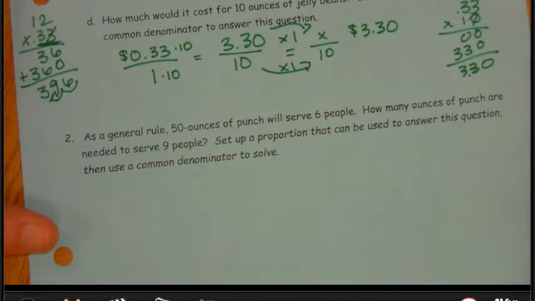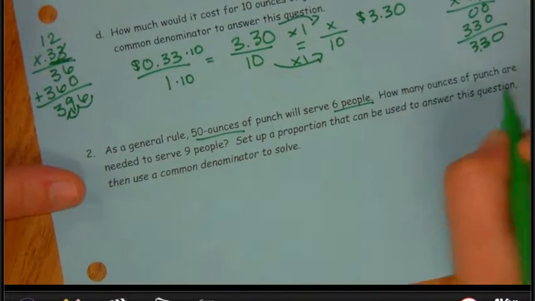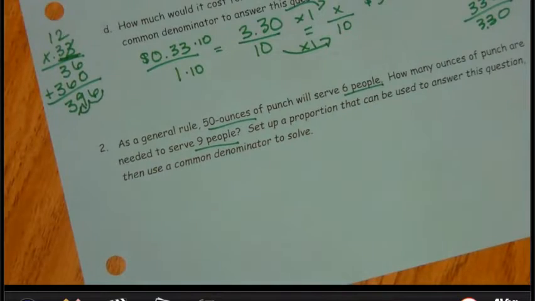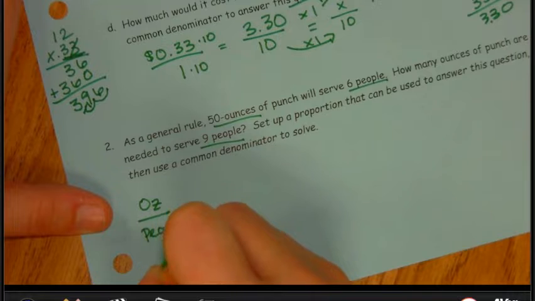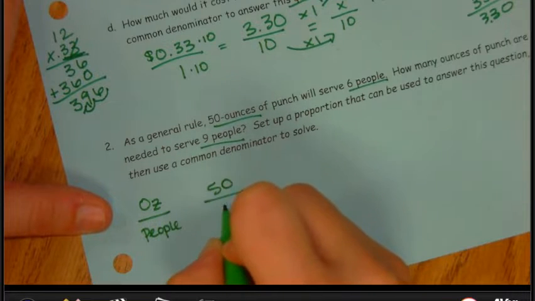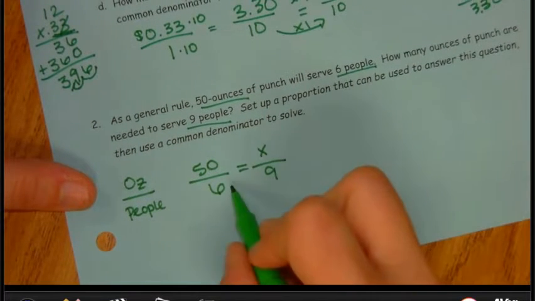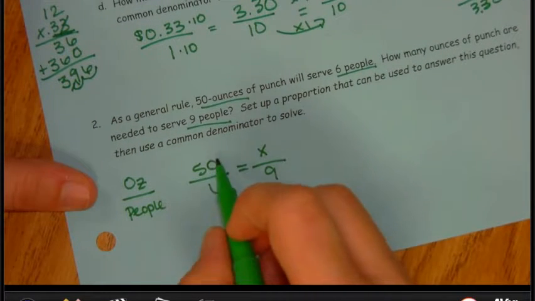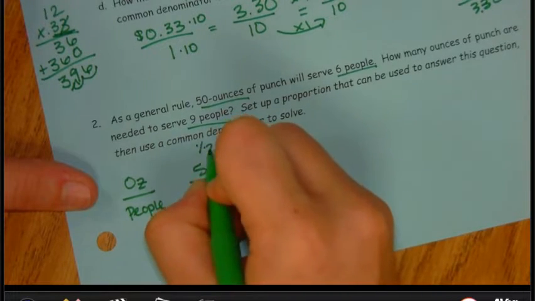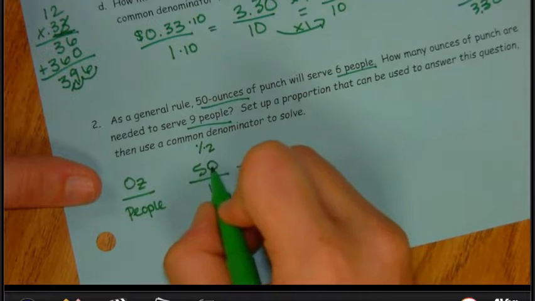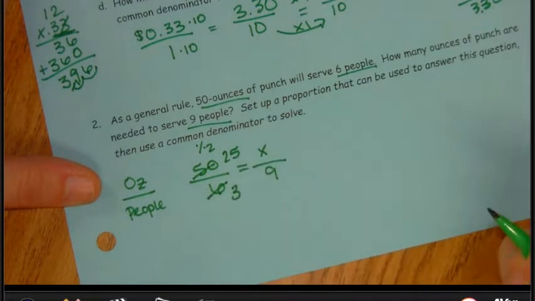All right, number 2, as a general rule, 50 ounces of punch will serve 6 people. How many ounces of punch will serve 9 people? Okay, we're going to set up a proportion, and I'm going to have ounces over people. So I'm going to have 50 ounces over 6 people is equal to unknown amount of ounces over 9 people. Well, I can't take 6 into 9, but I can simplify 50 over 6. And I know that 50 over 6, I can divide by 2 on both top and bottom. Well, 50 divided by 2 is 25, and 6 divided by 2 is 3.